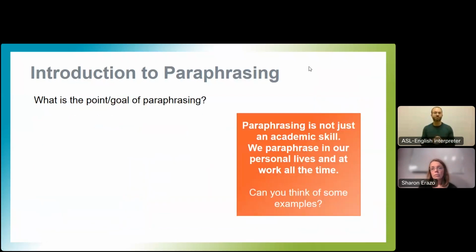What is the point and what is the goal of paraphrasing? Why do we paraphrase? Well, first of all, before I move into talking about paraphrasing in an academic context, I want to just mention that we paraphrase all the time, actually. It's not just an academic skill. It's definitely important in academics, but we do it outside of academia as well. We paraphrase in our personal lives and at work all the time.